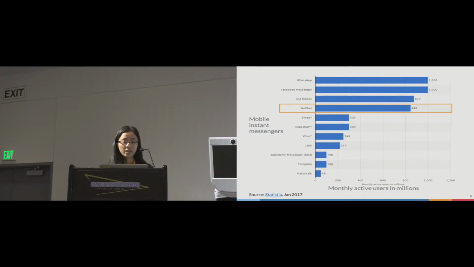Indeed, WeChat has become so widely used in China and is currently the number four most used mobile instant messenger worldwide. The y-axis shows the different mobile instant messengers, and the x-axis shows the numbers of active users they have for a month. As of January 2017, it has 846 million monthly active users.